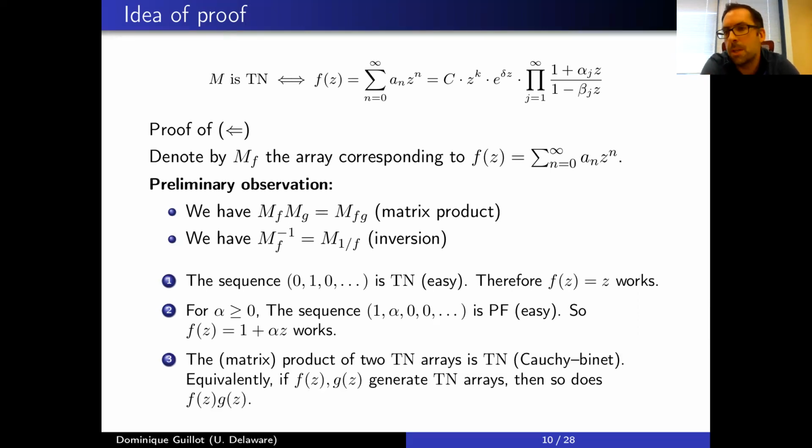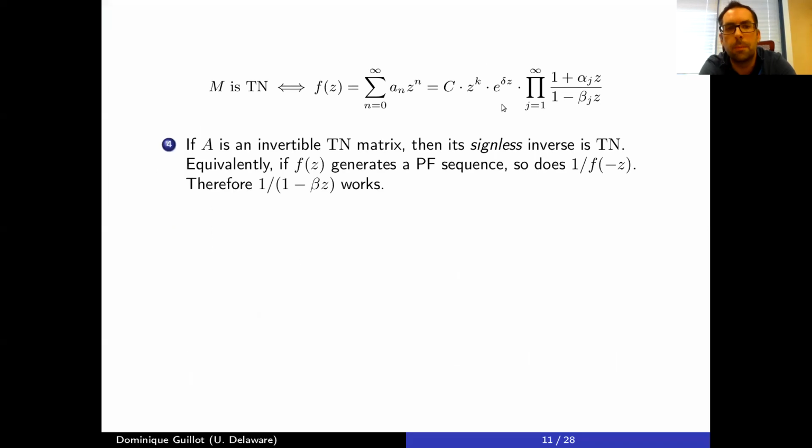Now the third observation. If I multiply two TN arrays, the product is going to be TN. This is again Cauchy-Binet at play here. As a consequence, if two functions generate a TN array, their product is also going to work. So now we prove that several of these functions work immediately, right? Because the z^k factor is okay. Then finite products with just the numerator, the 1 plus alpha z, are going to be fine. So now what about the denominator and the exponential factor? How do we get those?